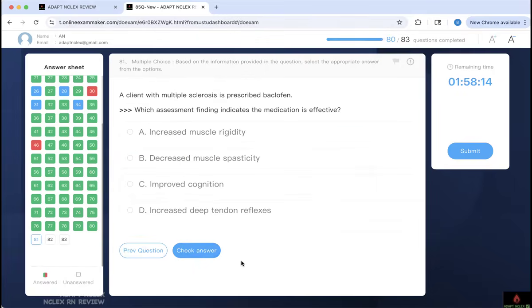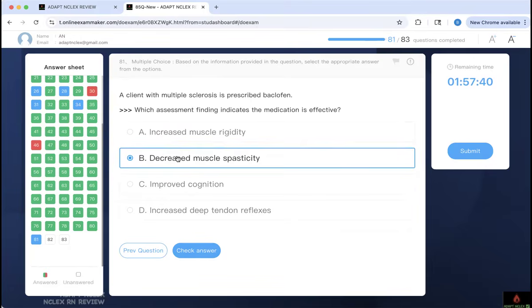We have 3 more questions. Are you ready? I know you're ready. What is your score? I know you're getting above 65. A client with multiple sclerosis is prescribed baclofen, which indicates the medication is effective? Increase muscle rigidity. Decrease muscle spasticity. Increased cognition, and increased deep tendon reflex. Baclofen is a muscle relaxant. Therefore, if I give it to you, what is going to happen? Decreased muscle spasm.